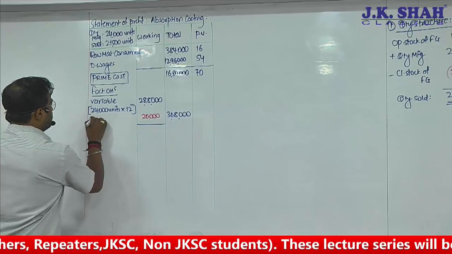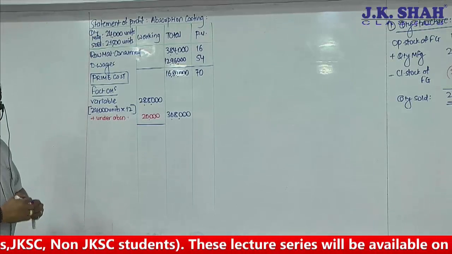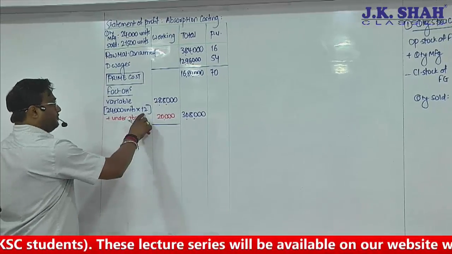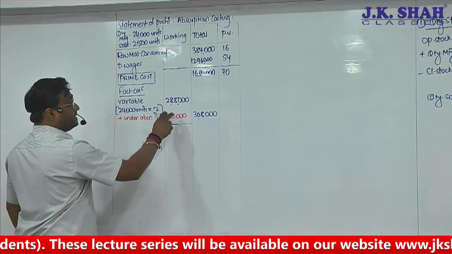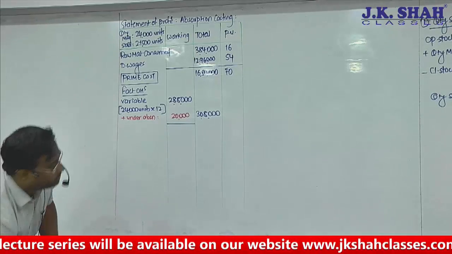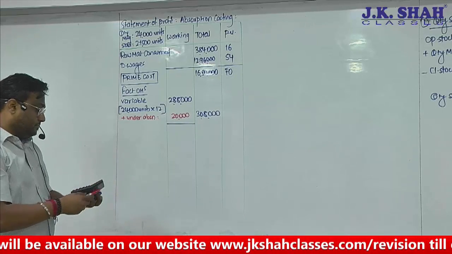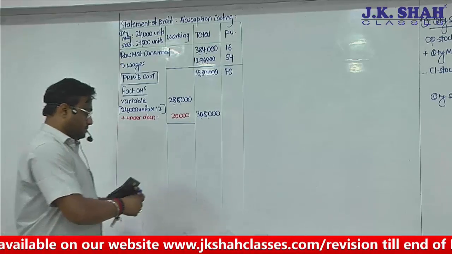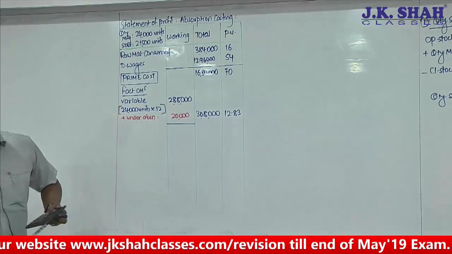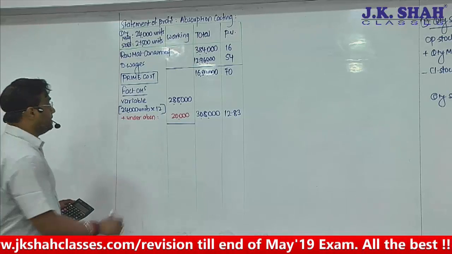Can I say this is nothing but under absorption which is adjusted? Your actual is more than budget. The question says this is 20,000 less, that means actual must be 20,000 more. So divided by 24,000, if you do, $12.83 is what I'm supposed to take.